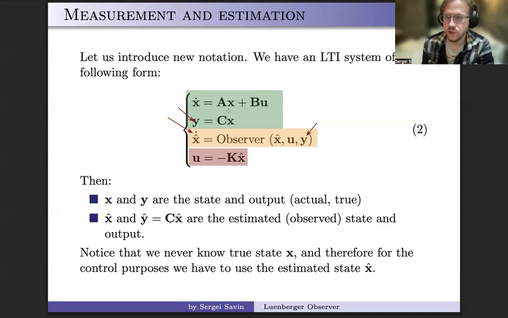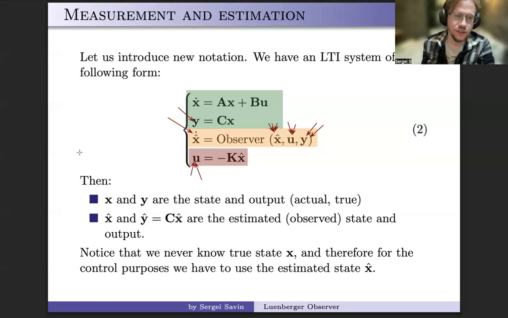So x, we simply don't know. But y, we always know. So that is the assumption here. That is why we can use our observer, this mechanism that would estimate for us x. Observer takes y as input. It is a measurement, right? U is always available. U just comes from here. So we know what control is. And x hat is, you can say, the current value of estimation.